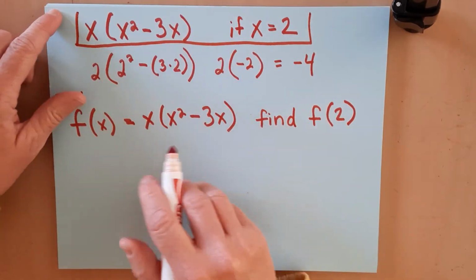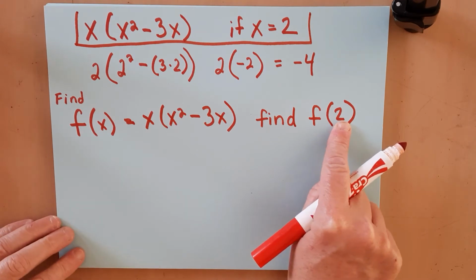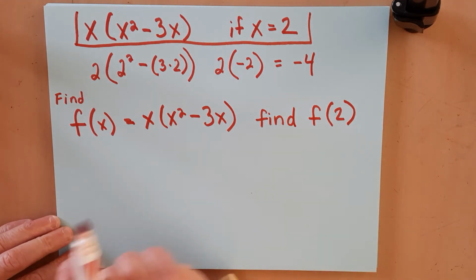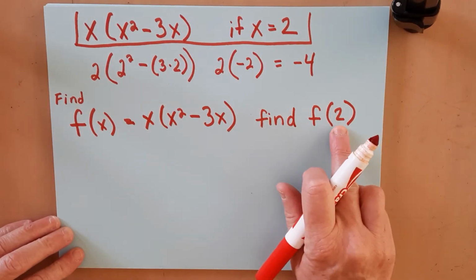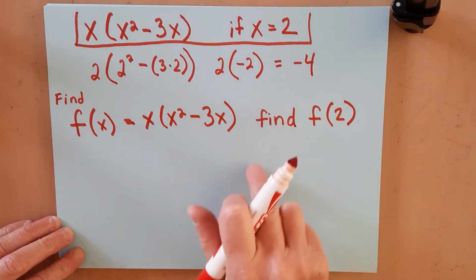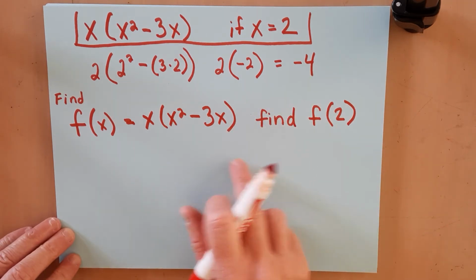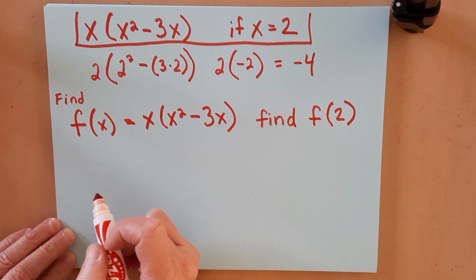So basically, this problem and this problem are the same. It's just written in a different notation. It's called the functional notation. So you would just do the same thing that we would do here. You would put this 2 in for every place that there is an x, and you would again get negative 4. Also, they can use any letter to notate a function.